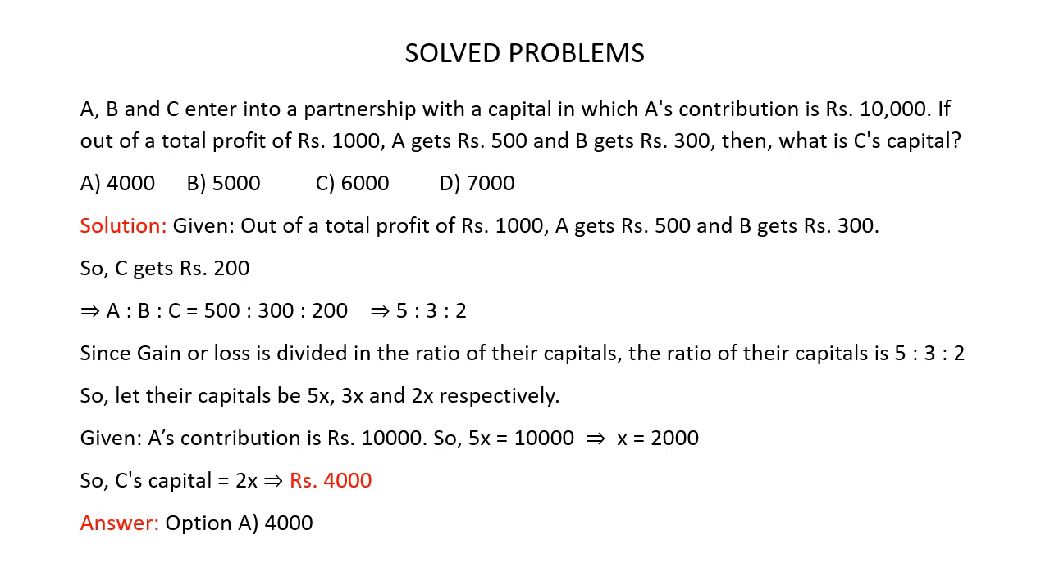Now it's given that A's contribution is rupees 10,000. This means 5x is equal to 10,000. So x is equal to 2,000. Now we are asked to find what is C's capital. C's capital is 2x. Since x is 2,000, 2x will be 4,000. So C's capital is rupees 4,000. The correct answer is option A, 4,000.